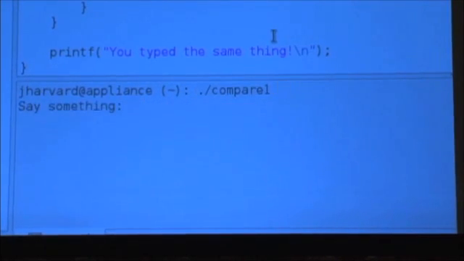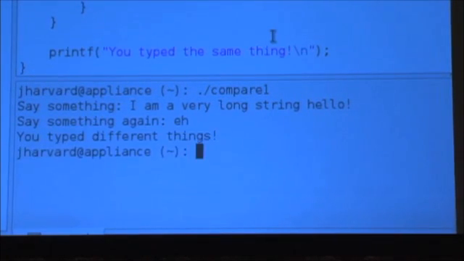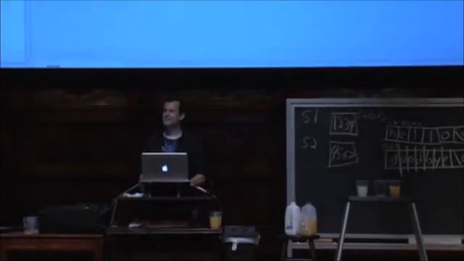So let's run this. So say something like, I am a very long string hello. OK, s2. OK, it worked. Not broken. Correct. Correctness 5. Why is it actually flawed? Can we still break this?